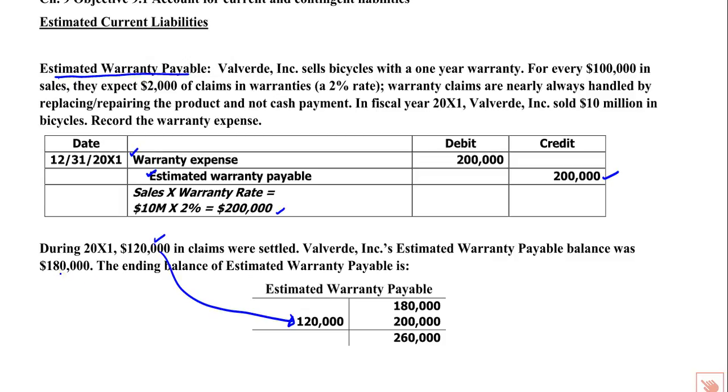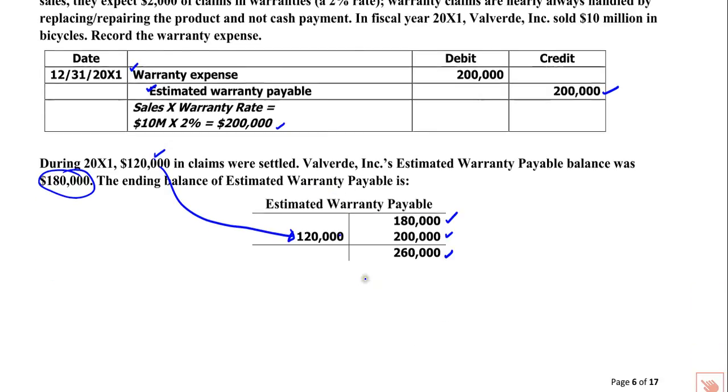The warranty payable balance at the beginning was 180,000. So the question asked, what's the ending balance? You began with 180. You took care of 120,000 in claims. You added 200 through your percent of sales method. So 180 less 120 is 60, plus the 200 is where the 260 comes from. So you get a net increase of 80,000 in the warranty payable liability during the year. And that's how you take care of warranty payable.